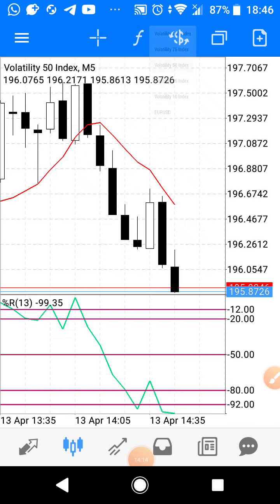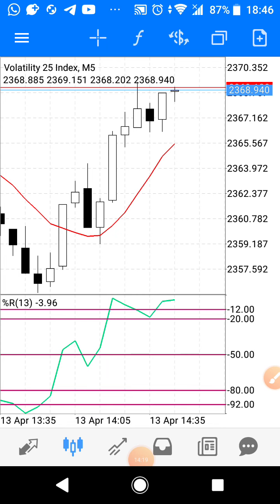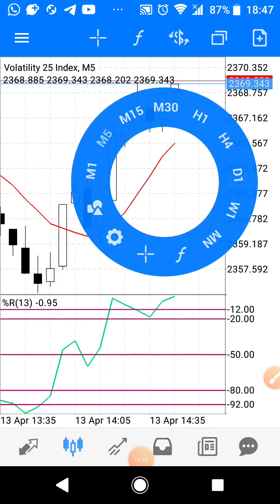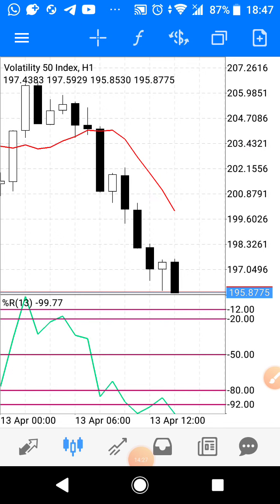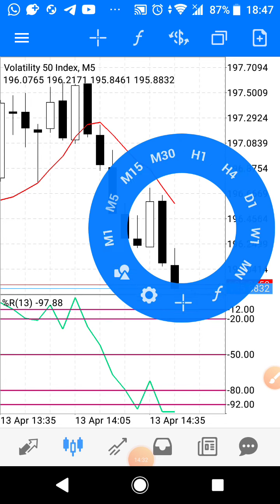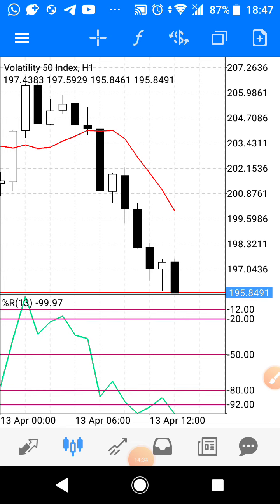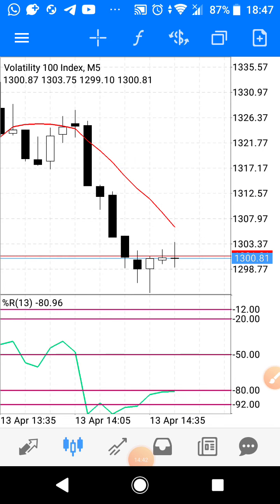Okay, let me quickly check that 50 back. No, 25. Okay, 1 hour. 50, 5 minutes. It's not giving me any reversal here. It's still a downtrend. Okay, let's check 100. Wow, look at this long candle. 5 minutes. Wow, this is at 80, but the candle is not big, as it's not as big as these ones.